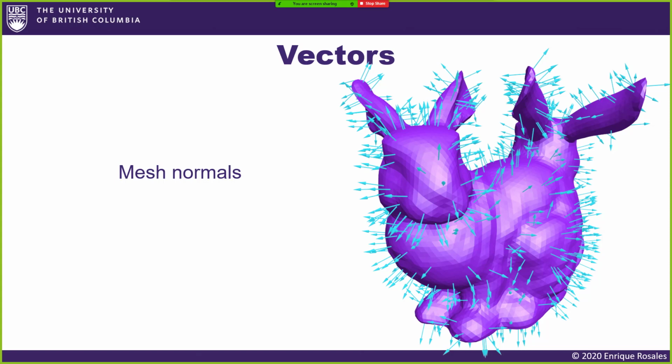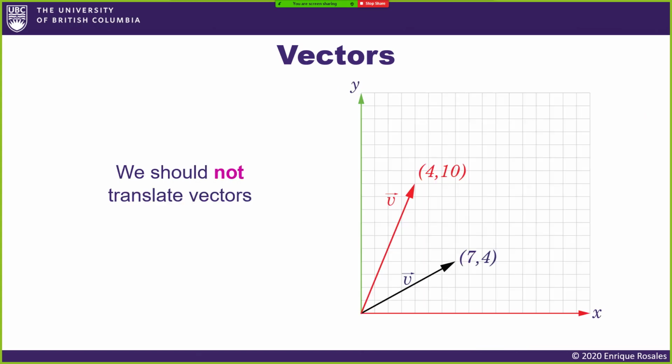As we said already, a normal is a vector whose direction is orthogonal to the surface. For every triangle or every vertex in a 3D model, we have this vector called normal that says what the orthogonal direction of the surface is. If we translate a vector, the problem is that vectors are represented by exactly the same data, X, Y, and Z. Translating a vector modifies its direction, and even its magnitude. So we should not translate vectors.